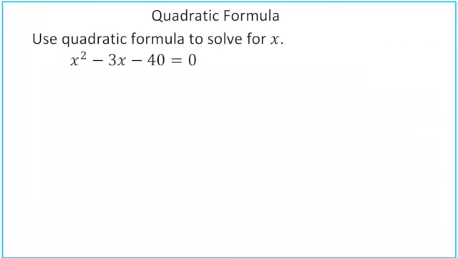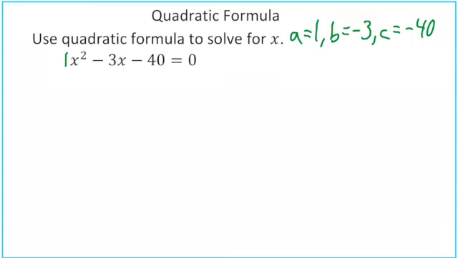In this first problem, we're going to use the quadratic formula to solve x squared minus 3x minus 40 equals 0. Our first step is to identify what the a, b, and c values are. Remember, there's no number in front of the x squared, so that would be a 1. So our a value is 1, our b value is negative 3, and our c value is negative 40.